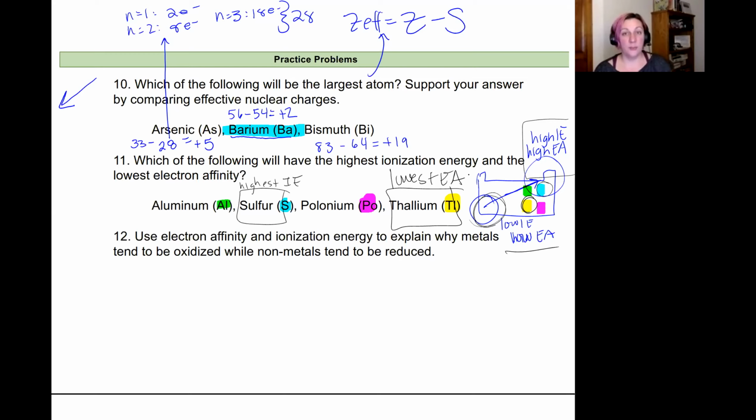All right, so number 12. Use electron affinity and ionization energy to explain why metals tend to be oxidized while non-metals tend to be reduced. All right, so for this one, again, this comes back to ionization energy and electron affinity, because if something is ionized, it loses an electron. So let's write this out. So when something is ionized, it loses an electron, right? And so losing an electron is just oxidation.